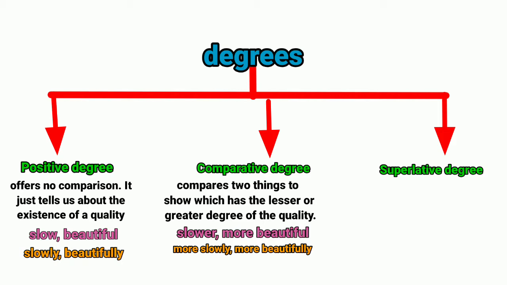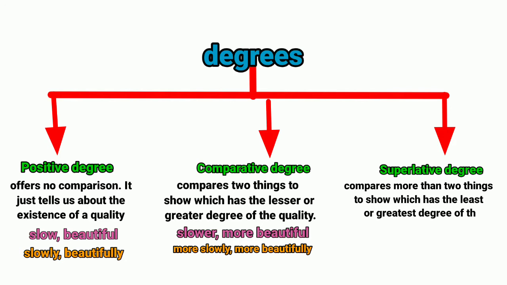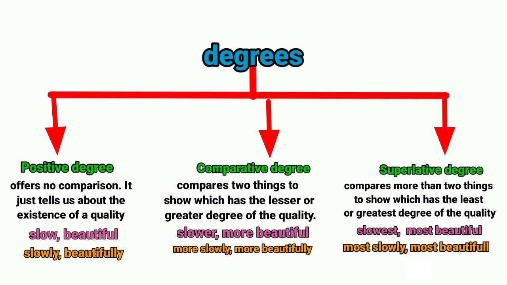The superlative degree compares more than two things to show which has the least or greatest degree of the quality. For example, in adjectives, slowest, most beautiful, and in adverbs, most slowly, most beautifully.